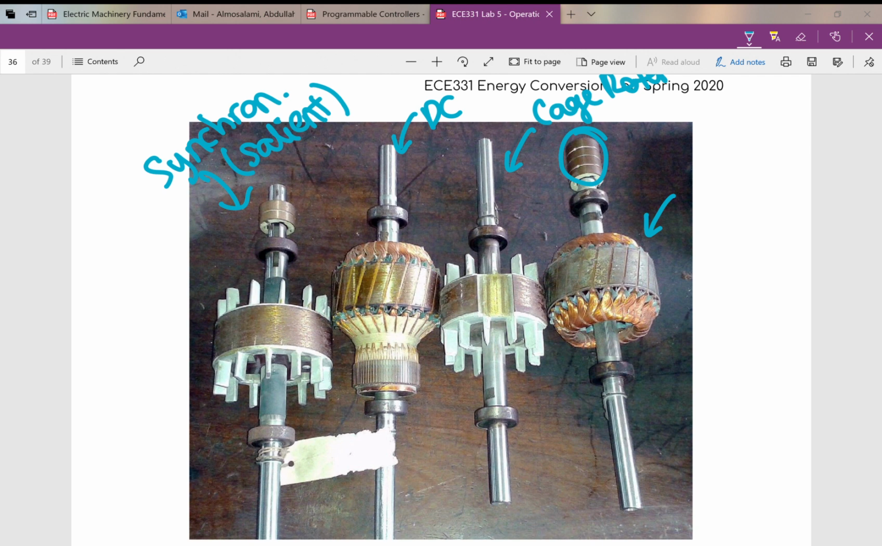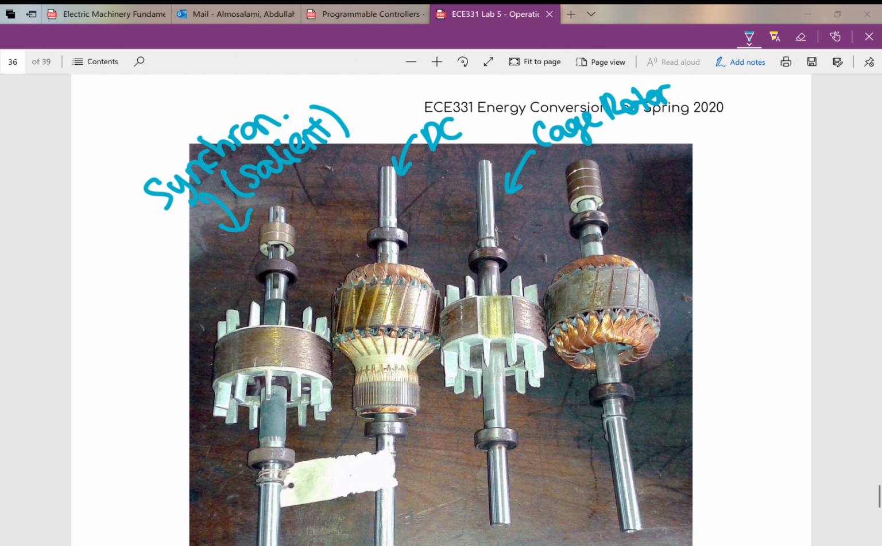And if you remember from the previous lab, these slip rings allow you to change the resistance of the windings here, which allows you to change the torque-speed characteristics of this machine. So that alone should tell you that this is wound. Also, obviously, there are windings here, and there are only two machines that have windings that go parallel like that.